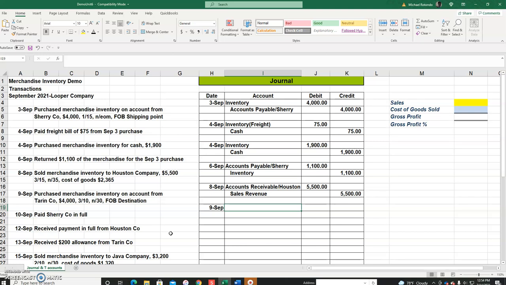30, FOB destination. So remember that when we purchase merchandise inventory on account, there's often terms. And these terms will include what our discount is, if any, and when it's due. It also will probably tell us who's responsible for freight. And we know that with freight costs, if it's FOB destination, it means that the seller is paying the freight. So what we're going to do is debit inventory for 4,000. And we're going to credit accounts payable for 4,000.